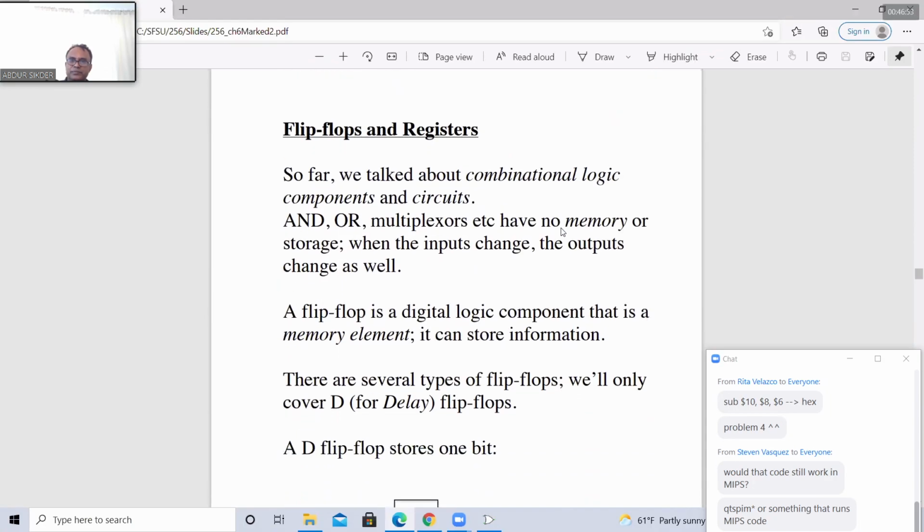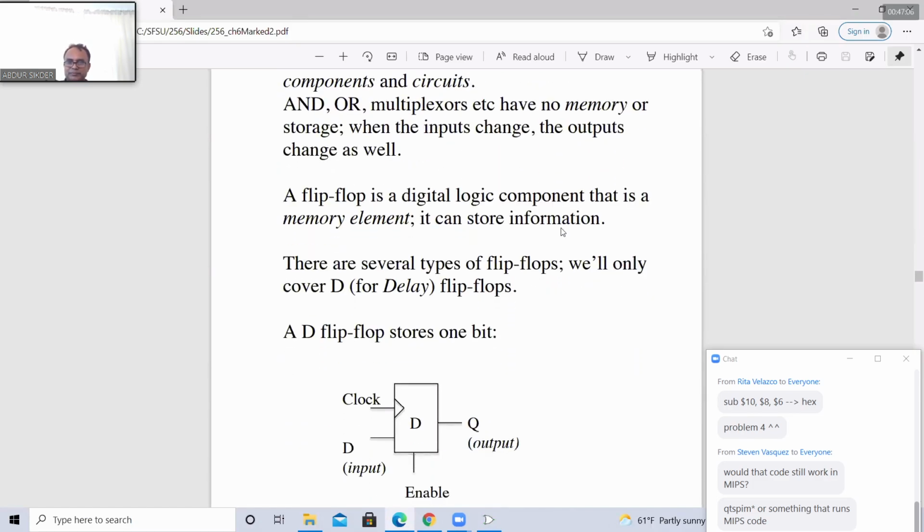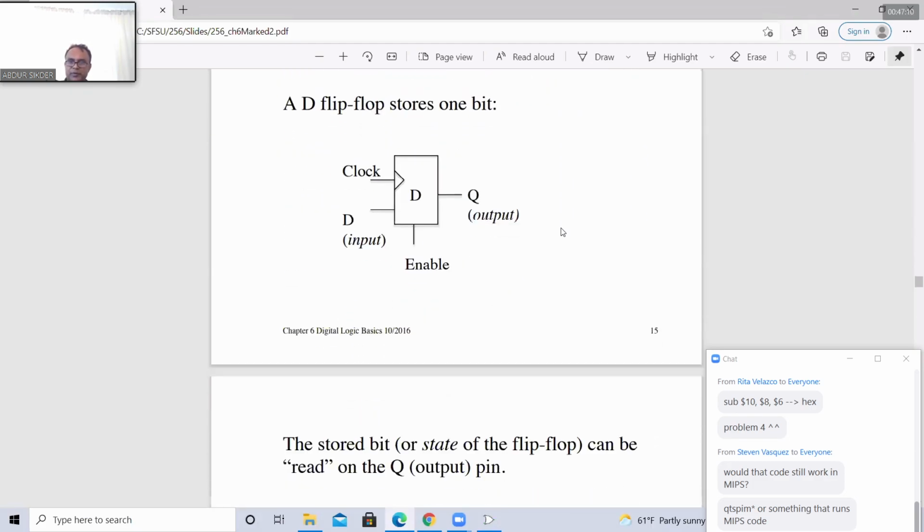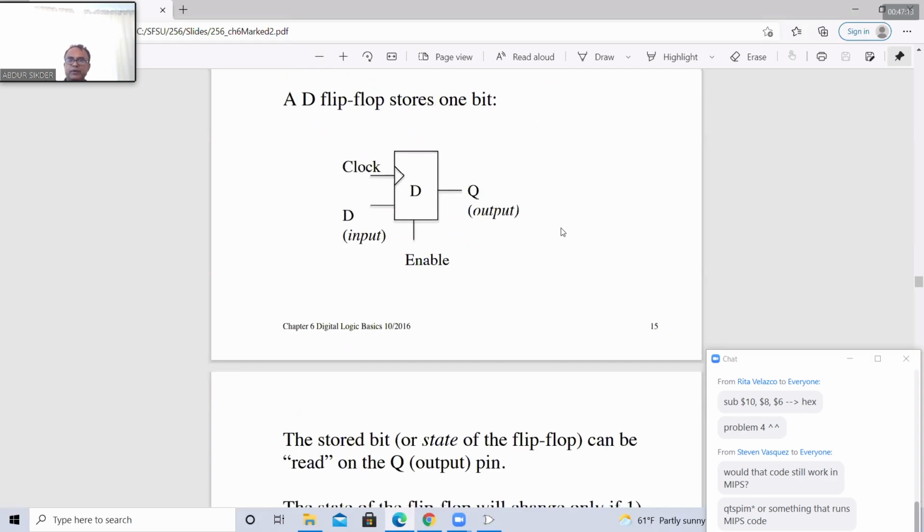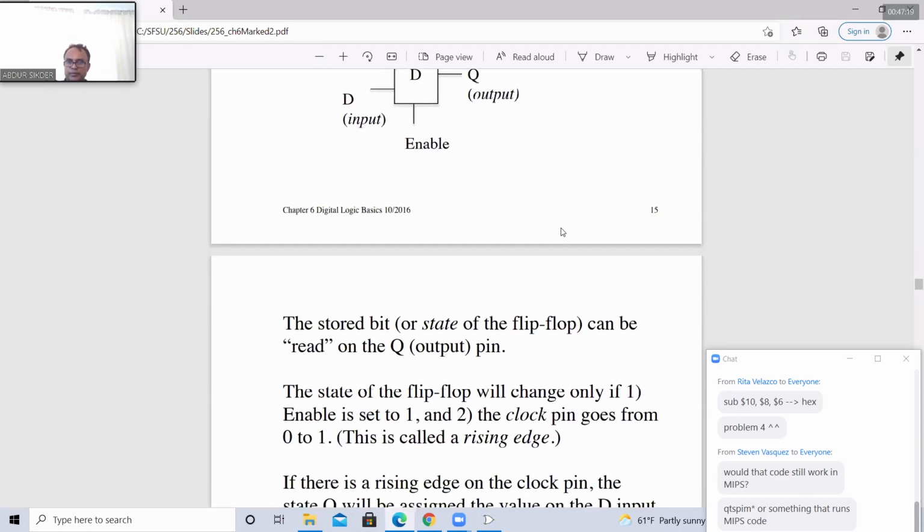Then flip-flop. A flip-flop is part of sequential logic. It is a digital logic component that is a memory element. It can store information. That's what the flip-flop is. And then D flip-flop. There are several types, but we only focus on D. A D flip-flop is like this: you have an enabler, a clock, an input, and one output. The stored bit can be read on the Q pin, the output pin.